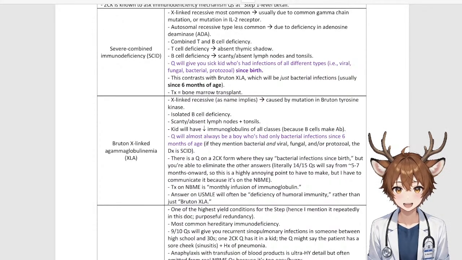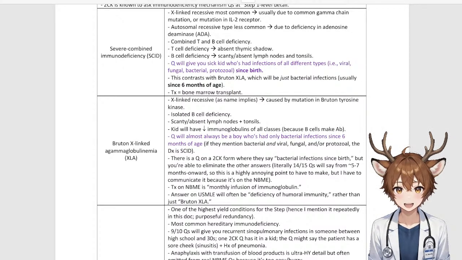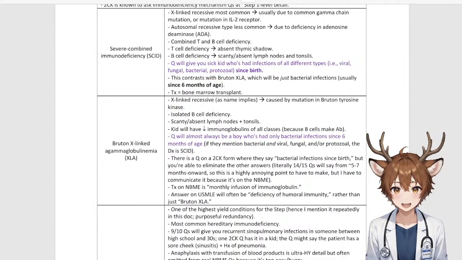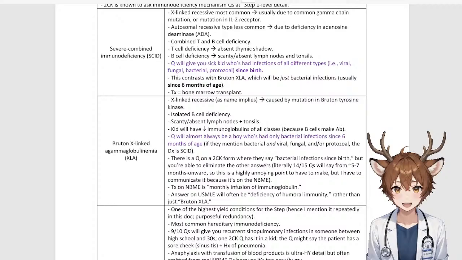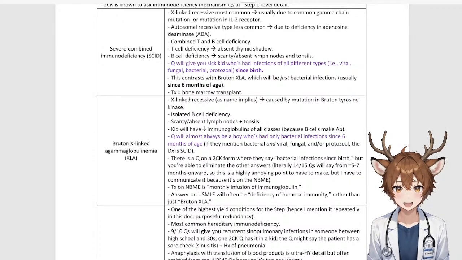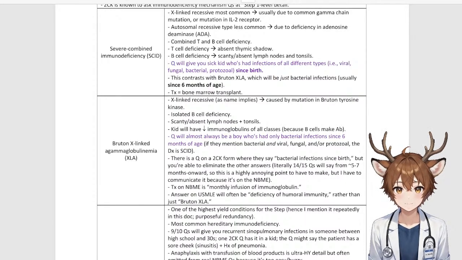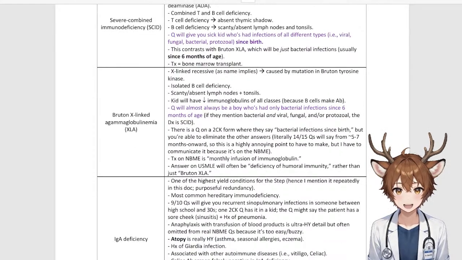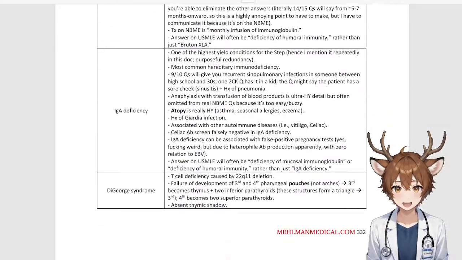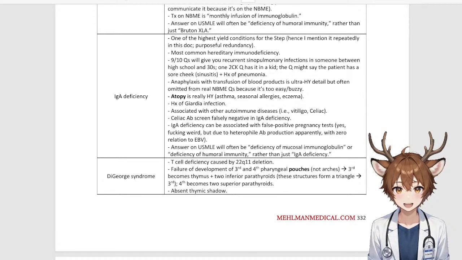There is a question on the 2CK form where they say bacterial infection since birth, but you're able to eliminate the other answers. Literally 14 out of 15 questions will say from 5 to 7 months onward. So this is highly annoying to have to make, but I have to communicate it's because it's on the NBME. Treatment on NBME is monthly infusion of immunoglobulin. Answer on USMLE will often be a deficiency of humoral immunity rather than just Bruton XLA. So they're a little bit more roundabout, again, as you typically see in these exams. Deficiency of humoral immunity.